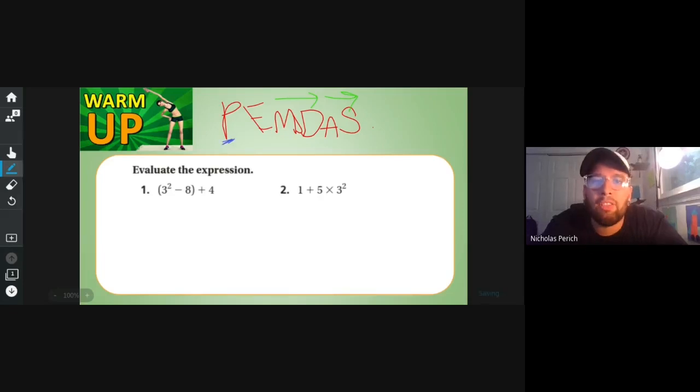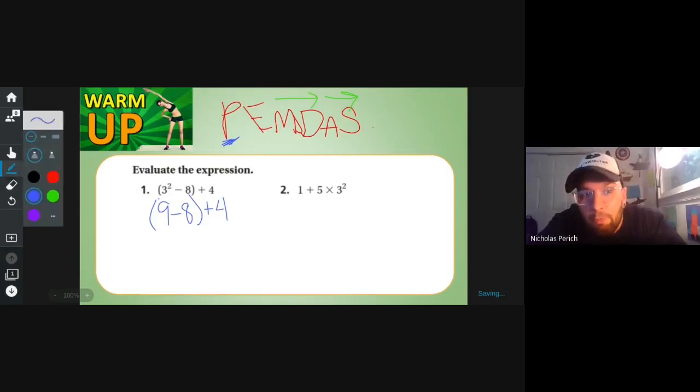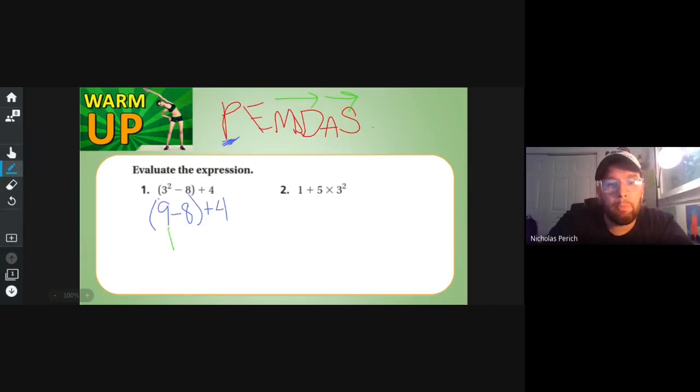So I have parentheses first. But inside the parentheses, I have 3 squared, or 3 times itself, minus 8. What shall I do? Well, do the 3 squared. 3 times itself is 3 times 3, which is 9. Minus 8 comes along for the ride. Close the parentheses, plus 4 comes along for the ride. I still have parentheses. Now I shall do everything inside the parentheses. 9 minus 8 is 1. I'm going to keep it in parentheses even though I really don't need it. And then plus 4 comes along for the ride.